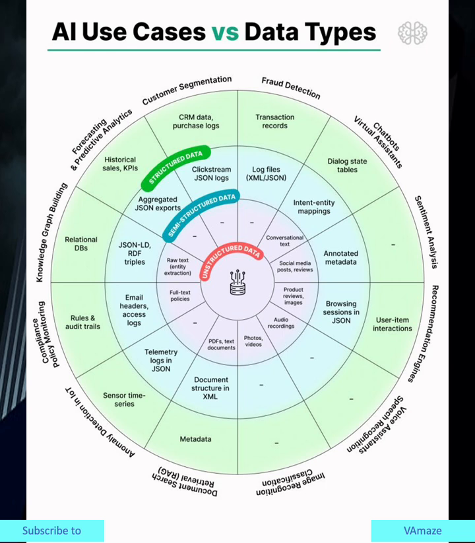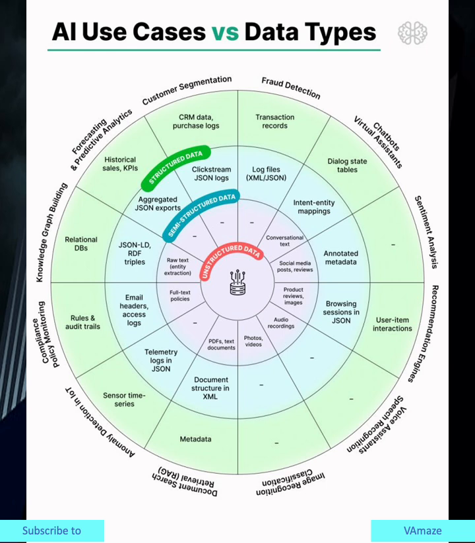The semi-structured bridge, JSON and beyond. Moving outward, JSON-LD, RDF, XML, and various JSON formats represent the semi-structured middle ground. This layer is crucial because it bridges the gap between traditional structured data and the messy reality of modern data ecosystems. Semi-structured data enables more sophisticated use cases like intent entity mapping, product recommendations, and complex document processing workflows. The flexibility of these formats allows AI systems to handle varying data schemas while maintaining some organizational structure.